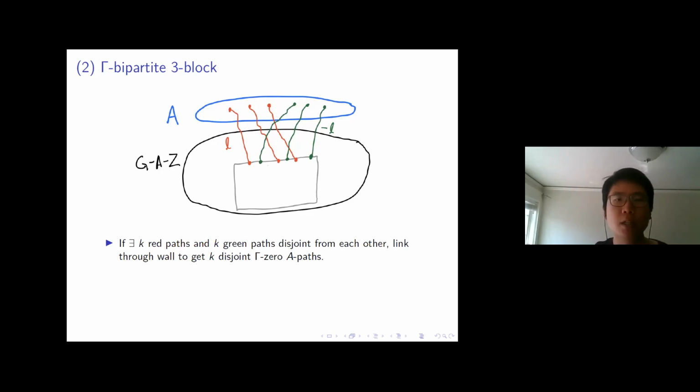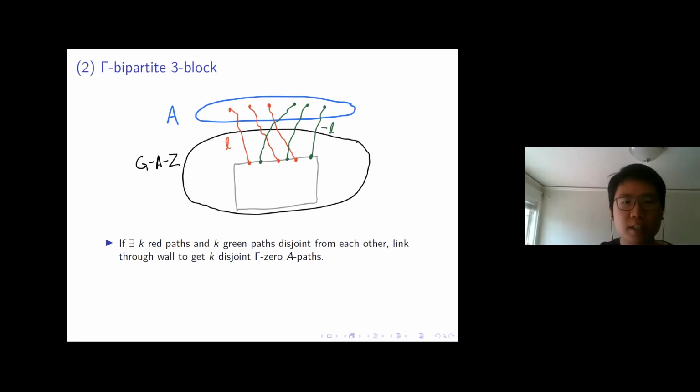So let's suppose that I find many red paths and many green paths. If I can find k red paths and k green paths that are all disjoint from each other, then will they all link to this wall? I can link up the ends of the red and green paths inside the wall. It's easy to see that any two sets of k vertices on the boundary of the wall, you can always link them up inside the wall.